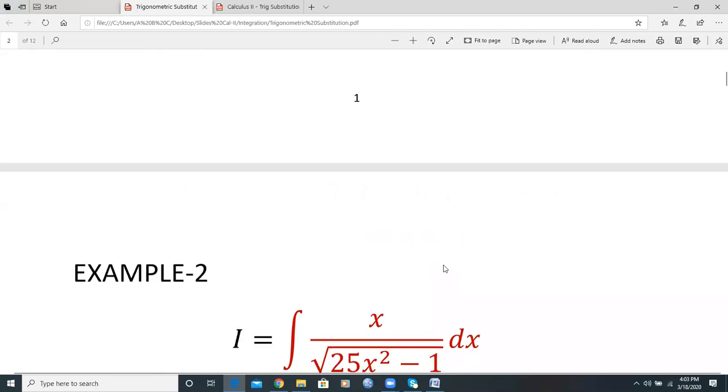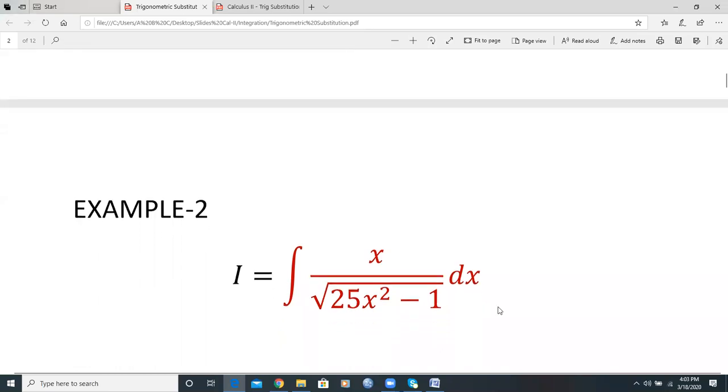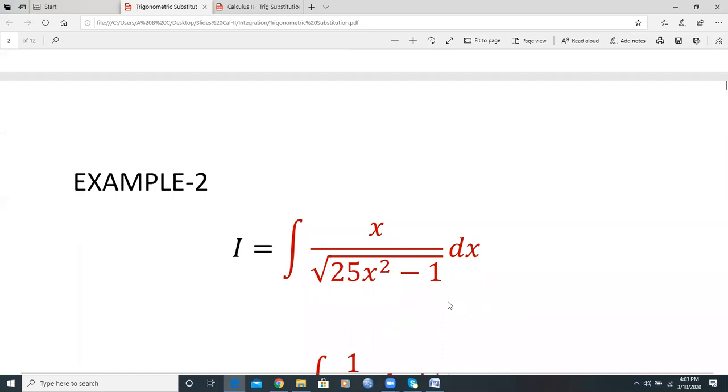In example number 3, we have the integral of x over square root 25x square minus 1 dx. Again, in this case, this square root contains 25x square minus 1, whose derivative has x dx here. So therefore, we use the same substitution, u is equal to 25x square minus 1. So du actually becomes 50x dx, or we can say x dx actually becomes du over 50.